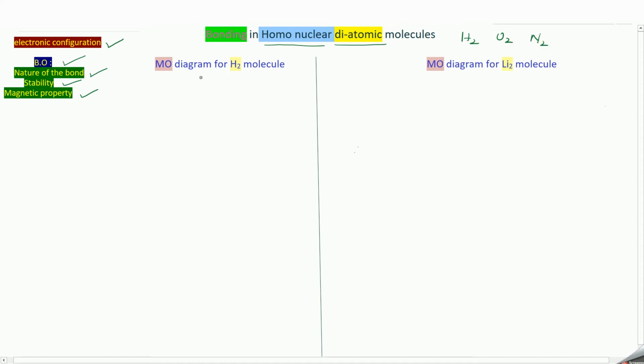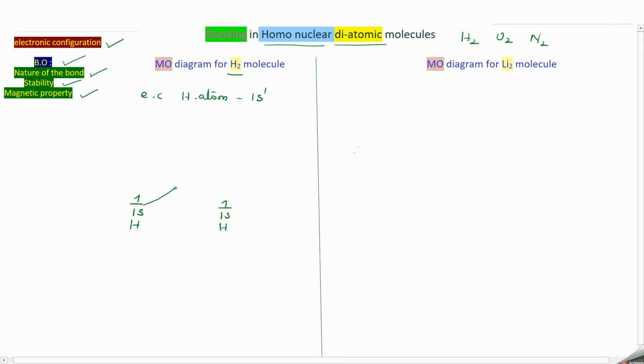So now you take the molecular orbital diagram for the hydrogen molecule. First you have to write the electronic configuration for the hydrogen atom. Hydrogen has atomic number 1, so you have 1s1. The electronic configuration is 1s1. So you take one hydrogen here whose 1s orbital has 1 electron, and you take another hydrogen here whose 1s orbital has 1 electron.